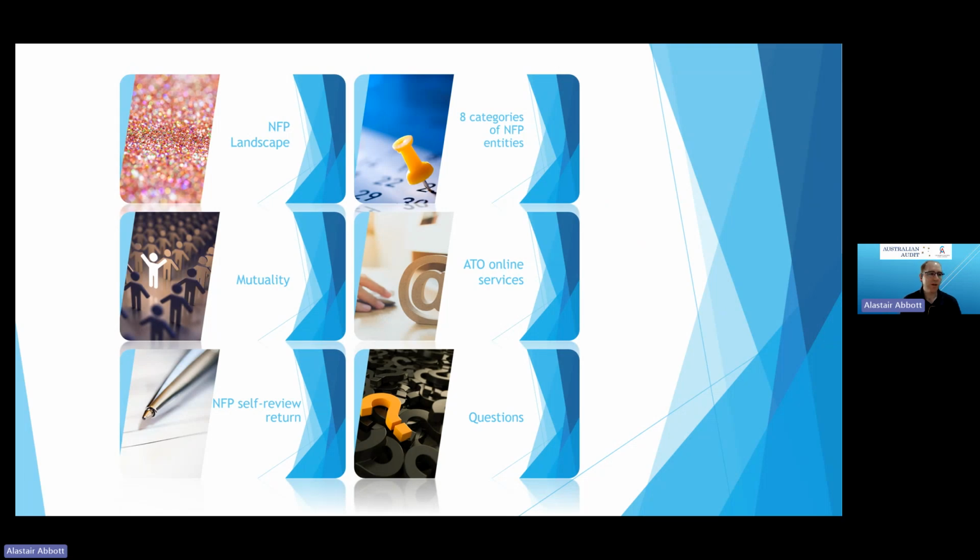So to recap, we started with a bit of an introduction to the NFP landscape. Where do these taxable not-for-profits fit into things? Where do the 8 categories fit in? Bob took us through each of the 8 categories with an example of the XYZ Sporting Association and tried to tease out the detail in each of those 8 categories. We then talked through mutuality and identified, if you're a taxable not-for-profit, what is mutual income and what is not, and how that plays into your tax return.